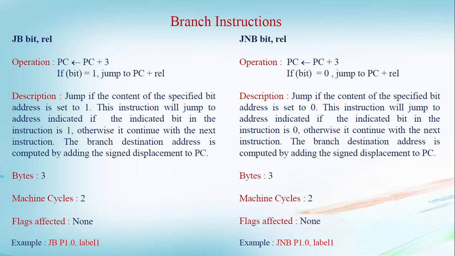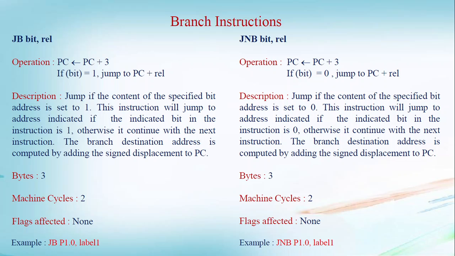Then JB. J means jump, B means bit. Jump if the content of the specified bit address is set to 1. This instruction will jump to the address indicated if the bit in the instruction is 1. Otherwise, it will continue with the next instruction. It requires 3 bytes and 2 machine cycles.